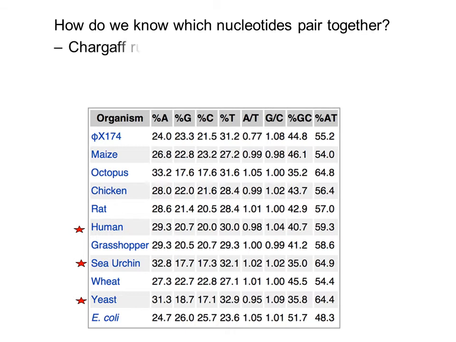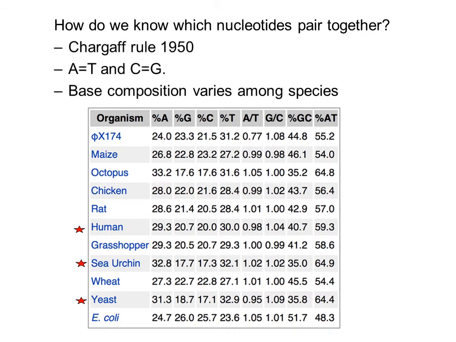To address this question, we're going to talk about Chargaff. So how do we know which nucleotides pair together? The scientist named Chargaff deciphered that for us. In 1950, he performed many experiments and he saw that the adenine and the thymine had the same concentration. So therefore, they must be together. And the cytosine and guanine had the same concentration. So they must be together.